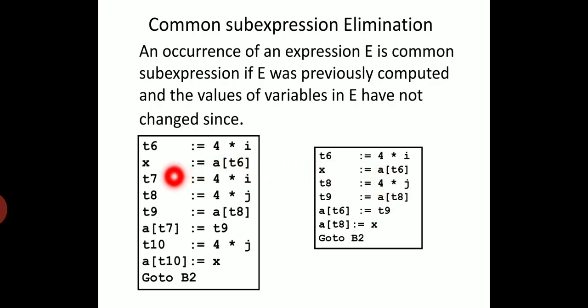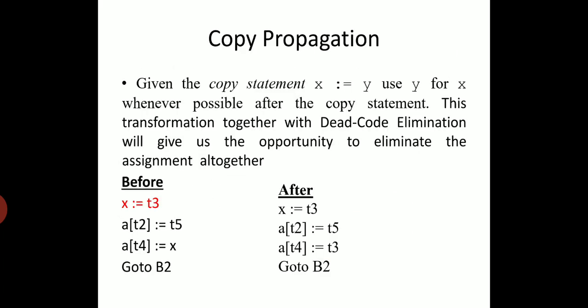That is, after eliminating the repeated steps, the block becomes T6 equal to 4 star I, X equal to A of T6, then T7 equal to 4 star I is eliminated. T8 is equal to 4 star J, T9 is equal to A of T8, A of T7 equal to T9. Since we have eliminated T7, there is no T7, only T6 exists, so we rename it as A of T6 equal to T9. T10 equal to 4 star J is again not required. A of T10 equal to X will be replaced with A of T8 equal to X, then go to B2. That is the example of common sub-expression elimination.